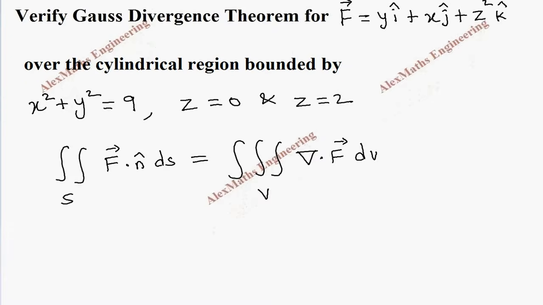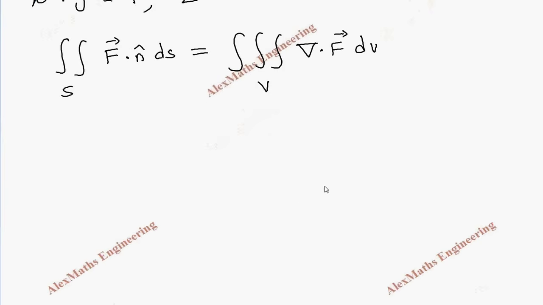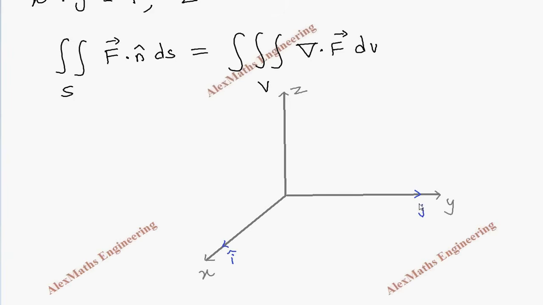Now let's construct the diagram. We take three-dimensional axes, x-axis, y-axis and z-axis, which are mutually perpendicular, and we name them x, y and z. And there are unit vectors: i cap along the x-axis, j cap along the y-axis and k cap along the z-axis.